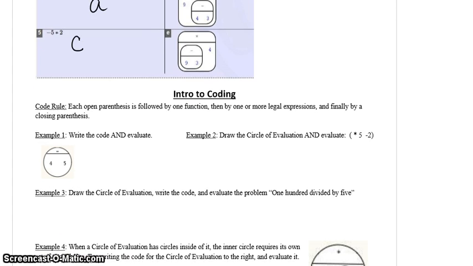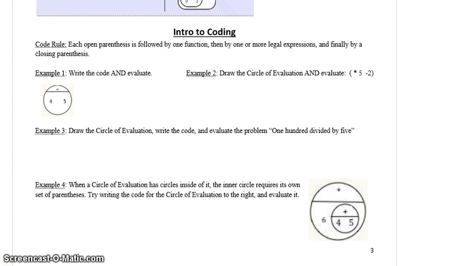All right, let's take a look at the bottom of page 3. Intro to coding. The code rule that's given here is basically telling us what pieces need to be seen in a piece of code that the computer will actually understand. Remember, we have to speak the computer's language for it to understand us. So the code rule says that each open parenthesis is followed by one function, then by one or more legal expressions, and finally by a closing parenthesis.